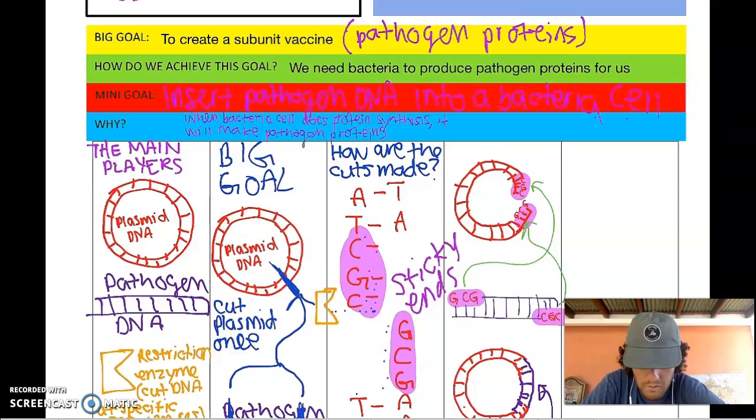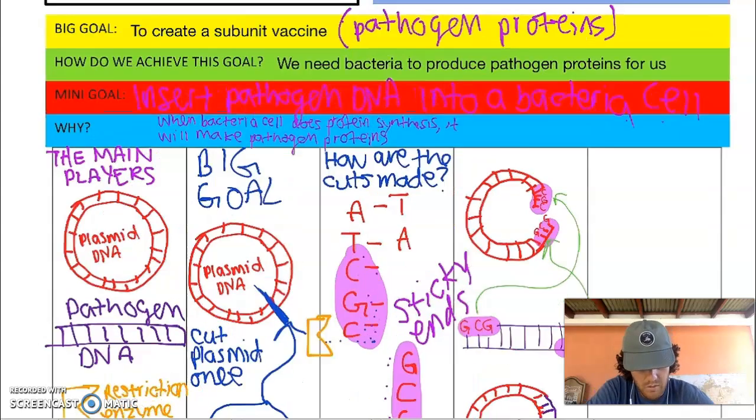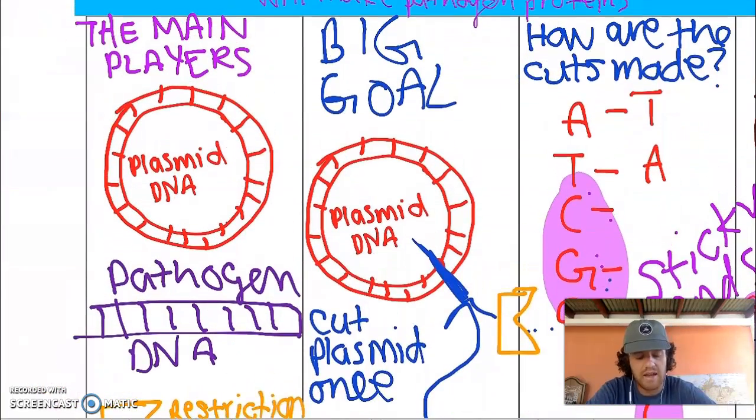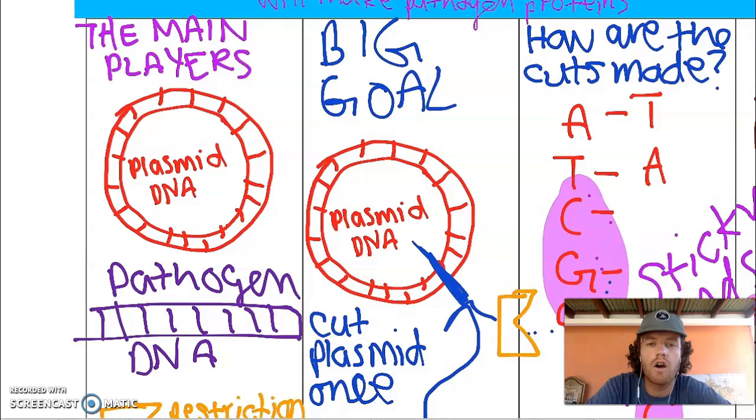So our mini goal, what we need to do to get the bacteria to make them for us, is we need to insert pathogen DNA into a bacteria cell. The reason we want to do that is that when the bacteria cell does protein synthesis, it's going to read that pathogen DNA and it's going to end up making pathogen proteins for us. Now, the best way to give pathogen DNA to a bacteria cell is by using a plasmid, because we know plasmids are really easily absorbed by bacteria cells.